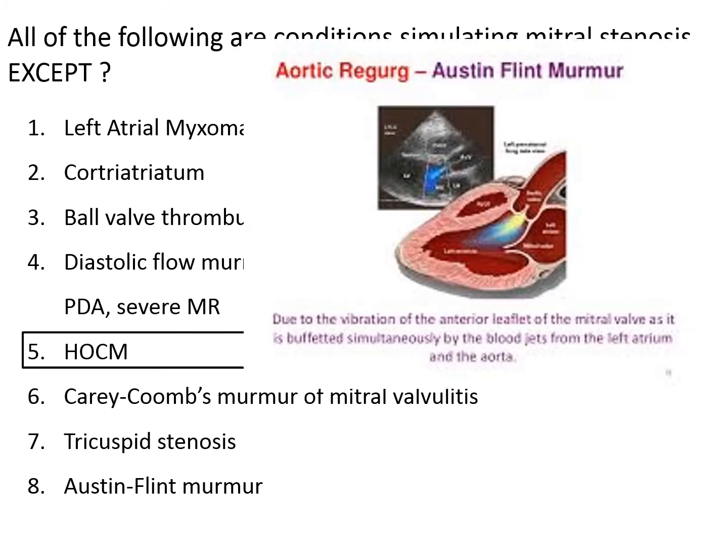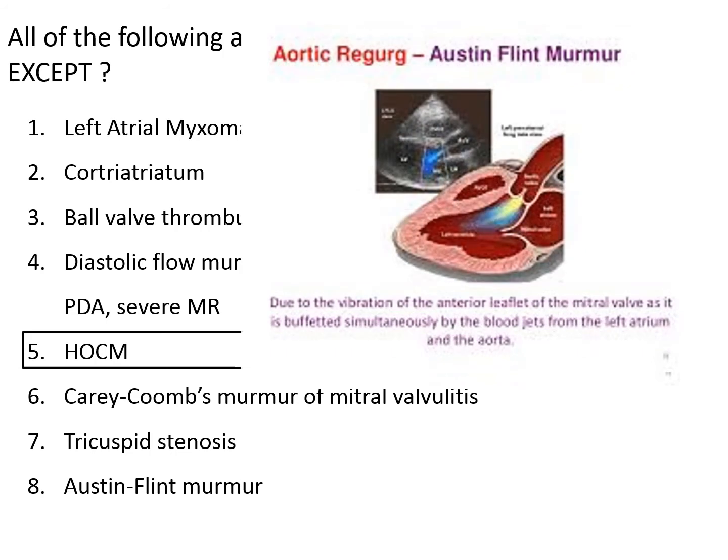Austin-Flint murmur occurs in severe aortic regurgitation and is due to the vibration of the anterior leaflet of the mitral valve as it is buffeted simultaneously by the blood jets from the left atrium as well as the regurgitant jets from the aortic valve.